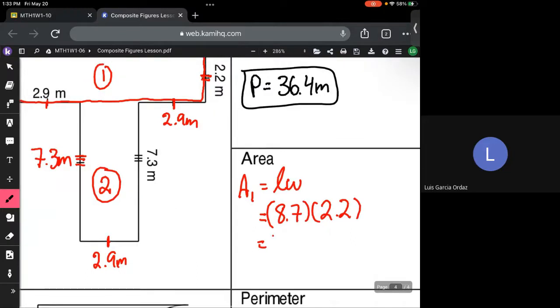19.14. Is it 2.2 for like kilograms? Yeah. Why do you always use Siri?